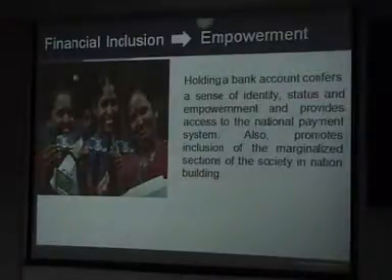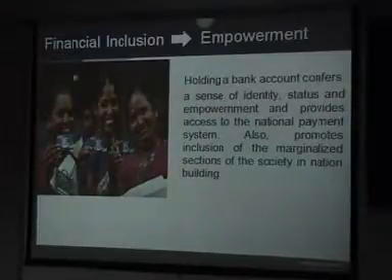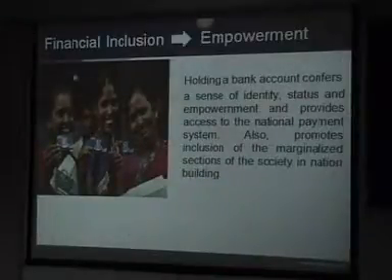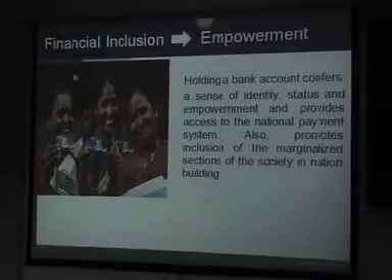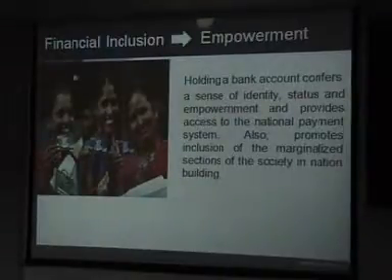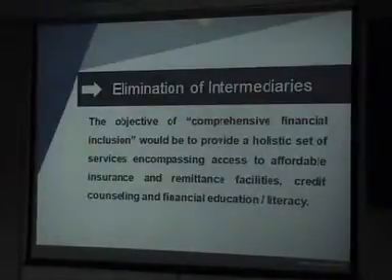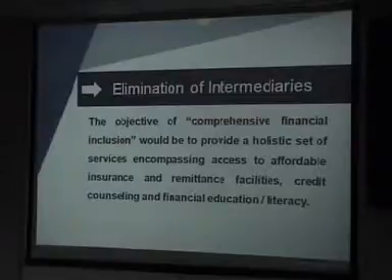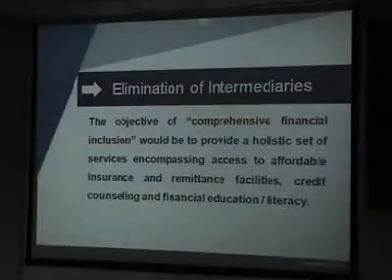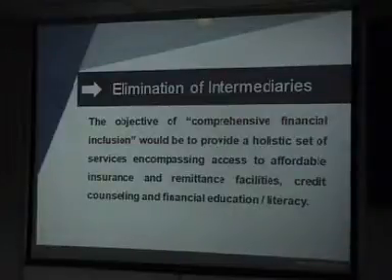When we talk of social inclusion, we talk of empowerment, and if we exclude people from having that basic banking service, it leads to lack of identity, status and empowerment. So it is very important that people are brought under the cover of financial security, by giving them at least a single no-frill savings bank account. Next, elimination of intermediaries is a natural consequence of financial inclusion. People are out of the clutches of moneylenders, through various other facilities which financial inclusion guarantees, like affordable insurance, remittance facility, credit counseling, and most importantly financial literacy, which can be a major factor in social inclusion.